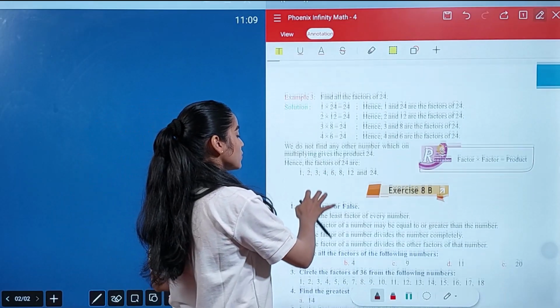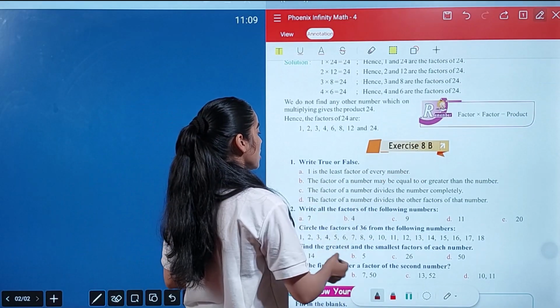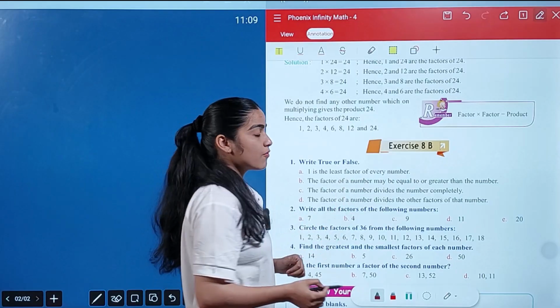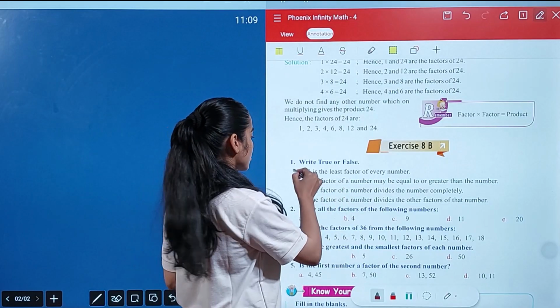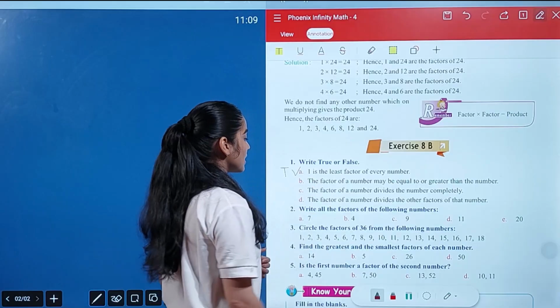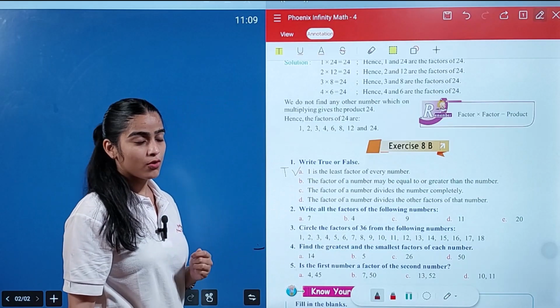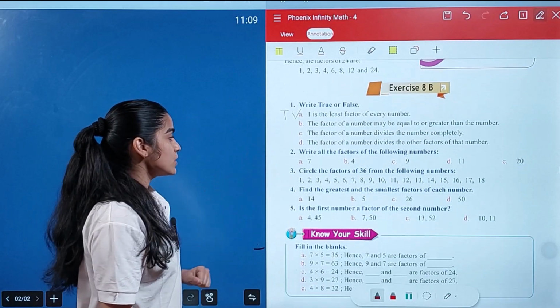Now we move forward to our next exercise, which is 8b. 1 is the least factor of every number. You can say that this is true. Further, you can classify your answers as true or false by reading these. Now move forward to the next question.